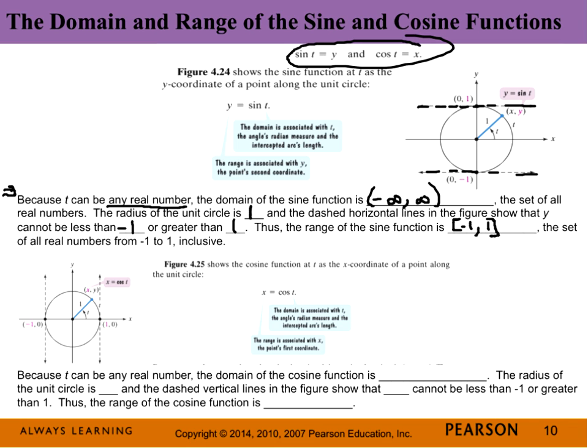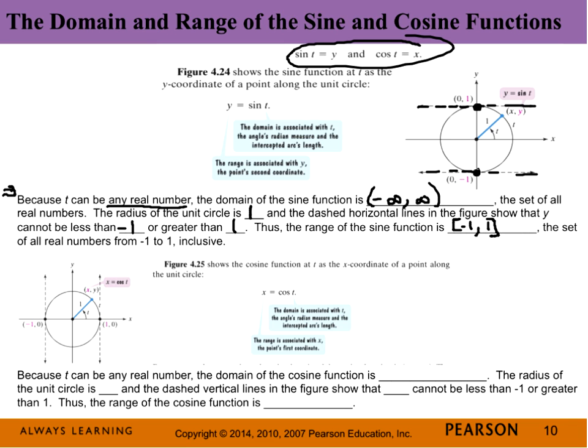And those are brackets because it is inclusive. There is a value at y of -1 and y of 1. And since I have an output value there, I have to use brackets to include those in the range.